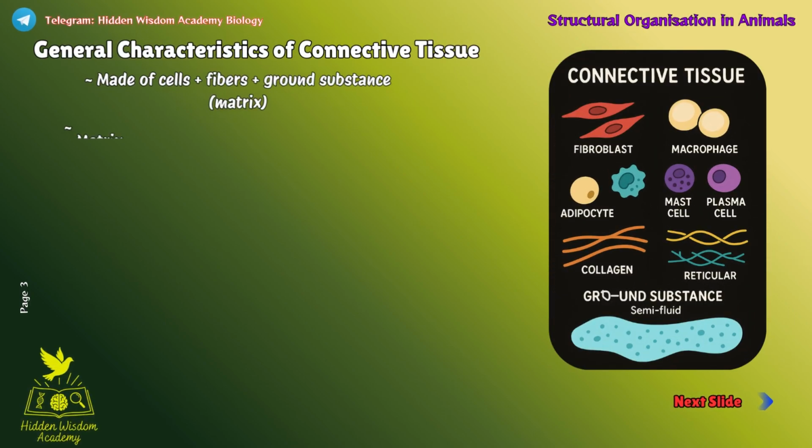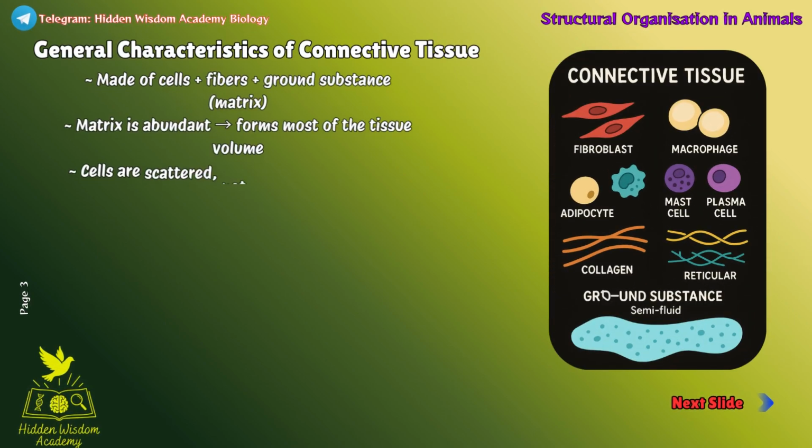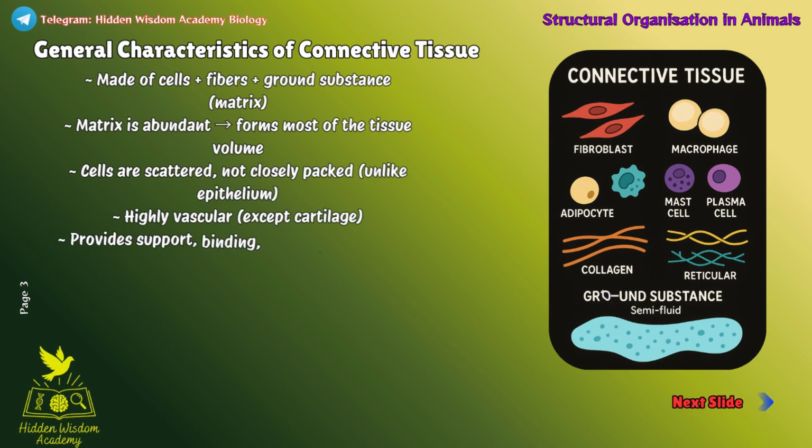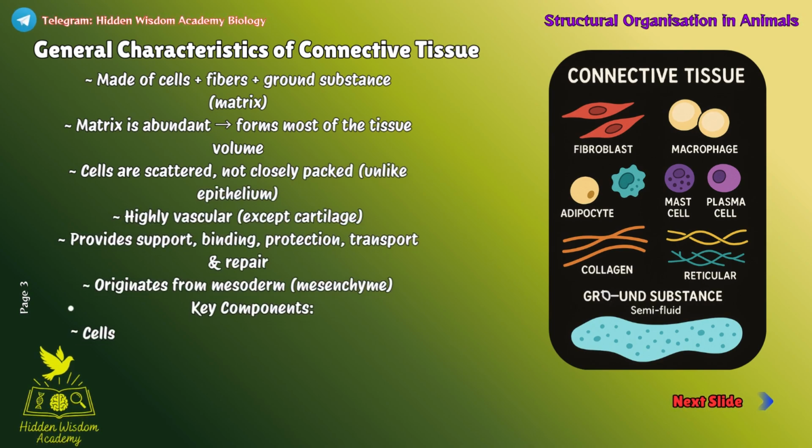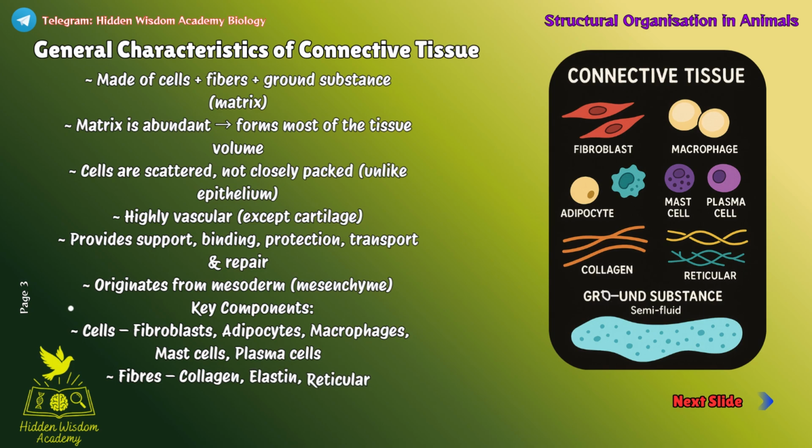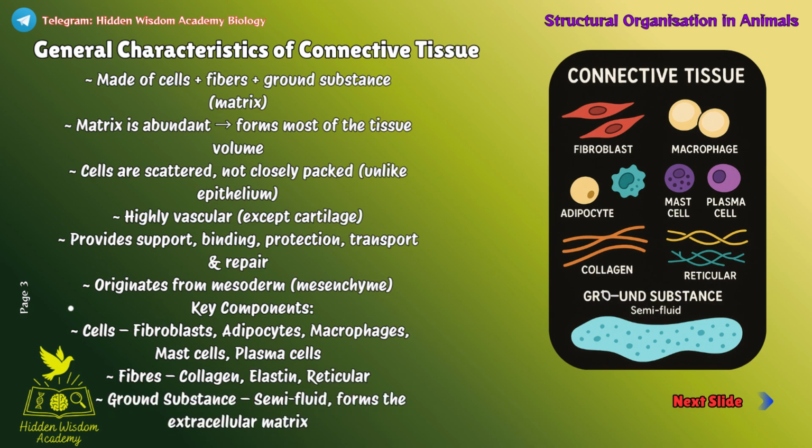Now that we know what connective tissue does, let's see what it's made of. Unlike epithelial tissue, the cells in connective tissue are spread out in a matrix, a jelly-like material that gives strength and flexibility. Every connective tissue has three main parts, that is cells, fibers, and ground substance.